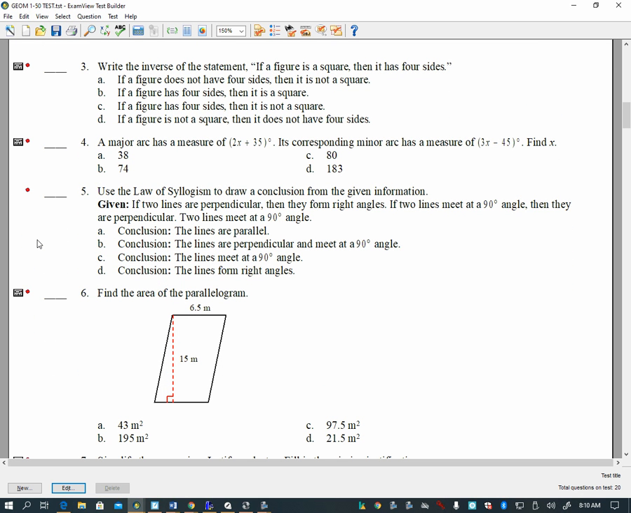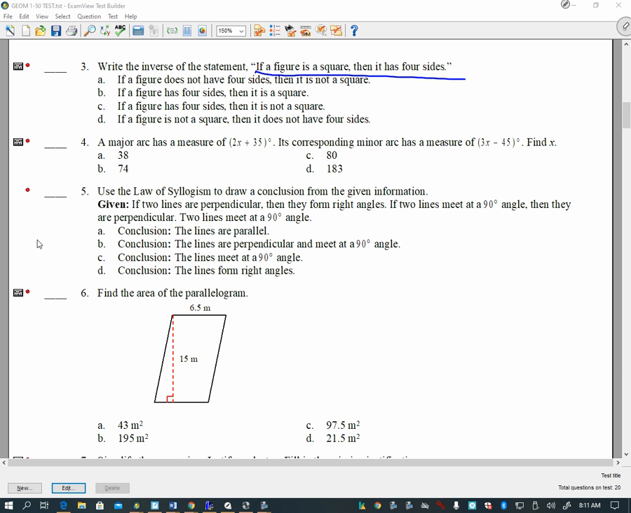Okay, inverse of a statement. Do we know what an inverse does? What does an inverse do, Cassie? If not A, then not B. So what it does is it puts negation with the hypothesis and negation with the conclusion. So if a figure is a square, then it has 4 sides. The negation to both of that would be if a figure is not a square, then it does not have 4 sides. So inverse does negation.